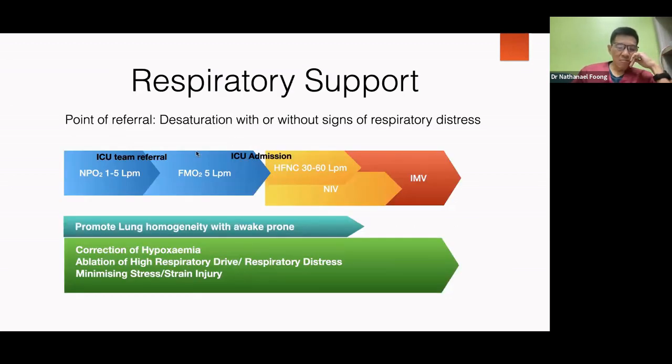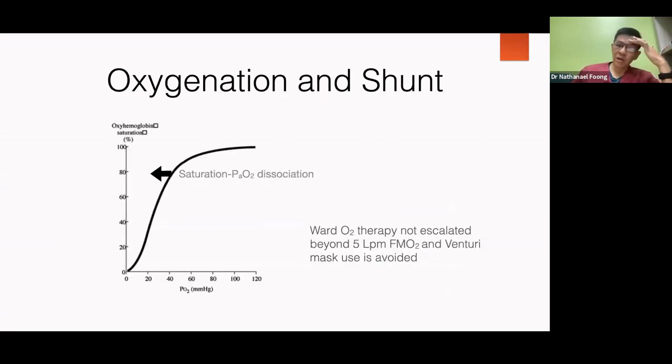One important point is that we limit the face mask oxygen to 5 liters per minute. I know there are centers that run the face mask at 10 liters or even a venturi mask, but we don't do it here in our hospital. Practically, the understanding is that there is so-called saturation PaO2 dissociation. It's not exactly a dissociation, but rather a shift in the oxygen dissociation curve to the left due to the increased dead space, hypocapnia, and possible alteration in the heme moiety in the hemoglobin, which leads to this shift to the left.